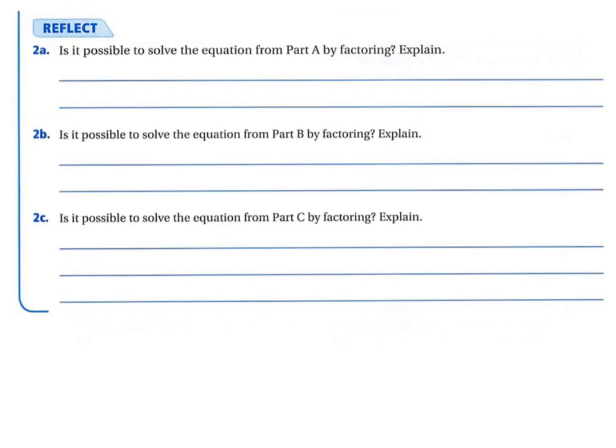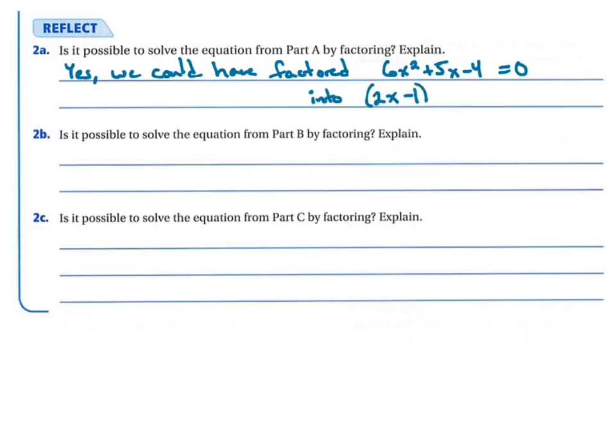All right. Some reflections for you. Go ahead and pause, try them out, come back. So is it possible to have done it for part A by factoring? Yeah. Take a look. We could have factored 6x squared plus 5x minus 4 equals 0 into 2x minus 1 times quantity 3x plus 4 equals 0. And then we could have used the zero product property from there.